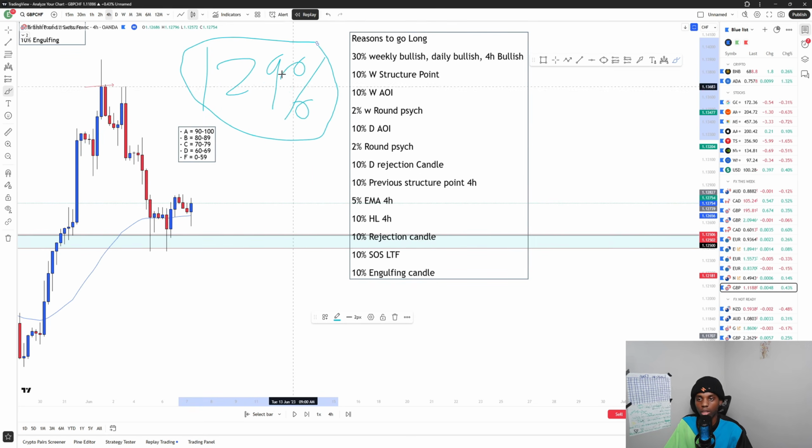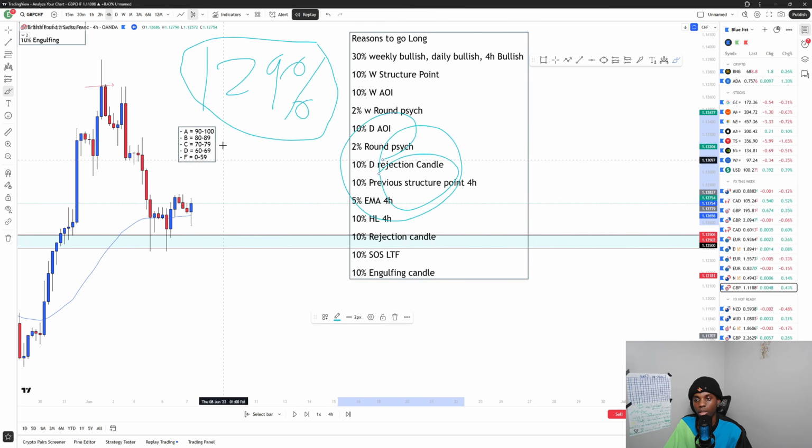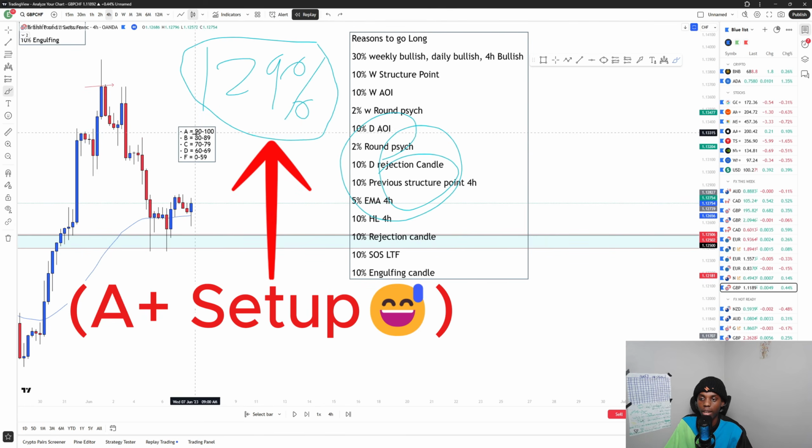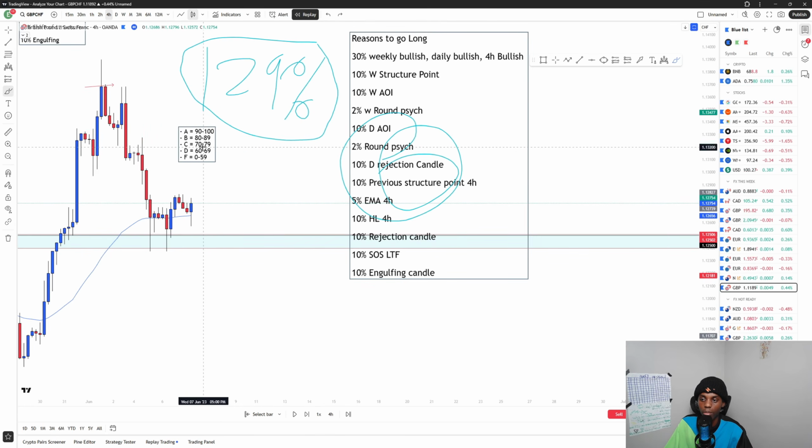And by the way, this grading system is based off of the American school grading system. So an A setup will be anything between a 90 and a 100. A B setup will be anything between an 80 and an 89. A C, 70 to 79. A D, 60 to 69. F, a 0 to 59.